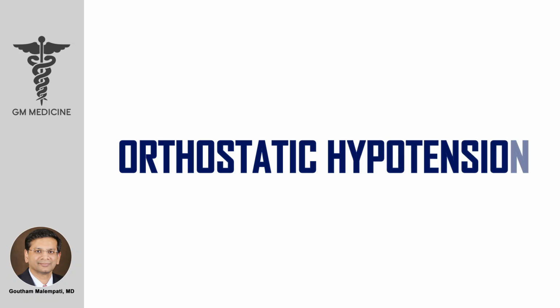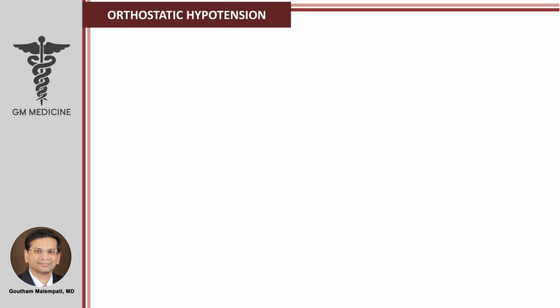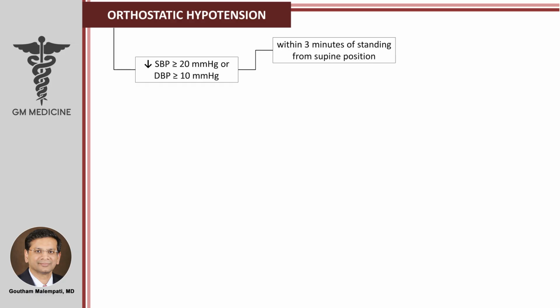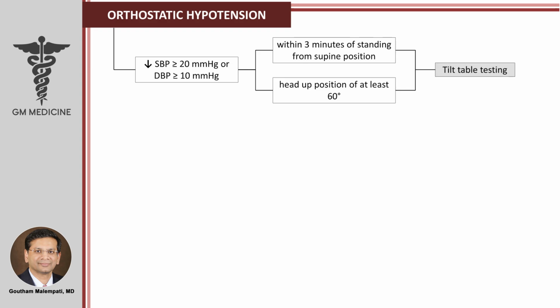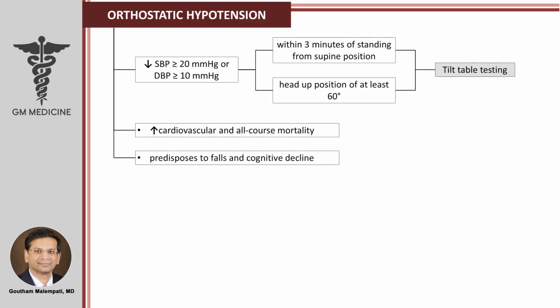Today I will be talking about orthostatic hypotension. It is defined as a decrease in systolic blood pressure of 20 mmHg or more, or diastolic blood pressure of 10 mmHg or more within 3 minutes of standing from supine position or on assuming a head-up position of at least 60 degrees during tilt table testing. It is associated with increase in cardiovascular and all-cause mortality, and it predisposes to falls and cognitive decline.